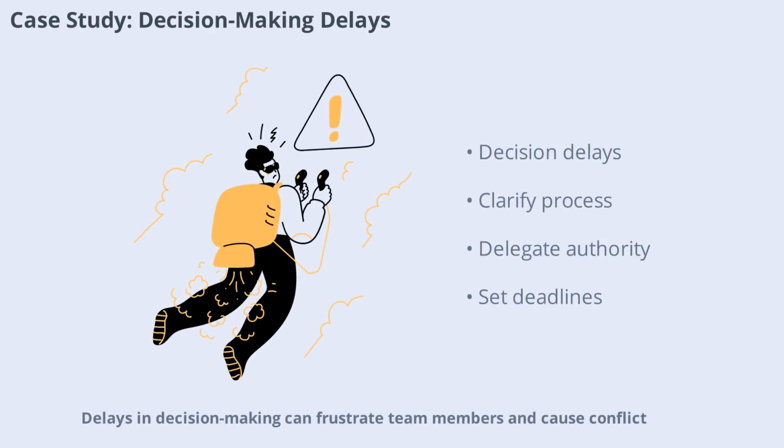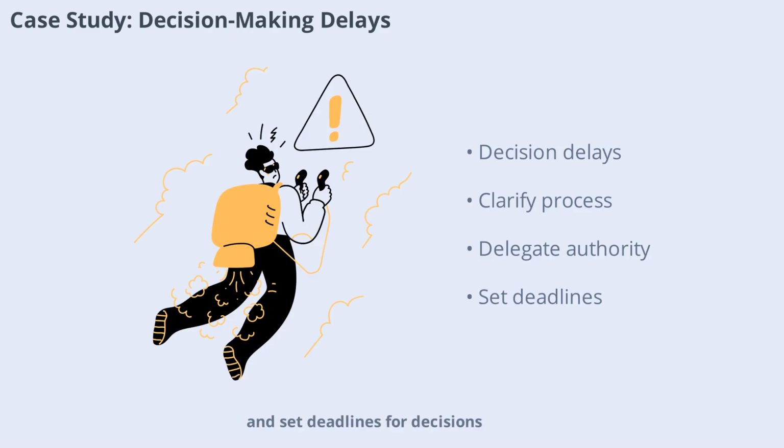Delays in decision-making can frustrate team members and cause conflict. The source is process, and the stage is manifest conflict. You clarify decision-making processes, delegate authority where appropriate, and set deadlines for decisions. This streamlines workflow and reduces bottlenecks.